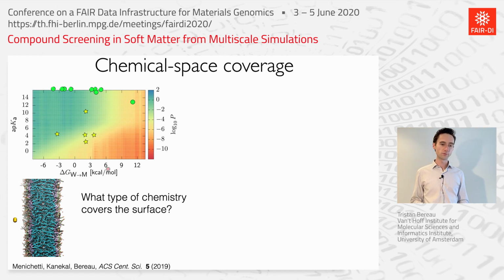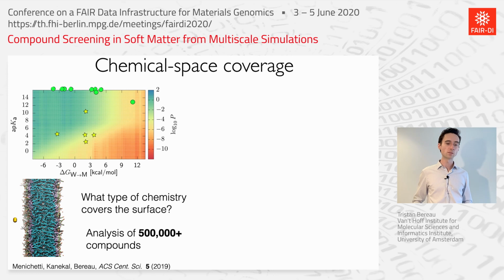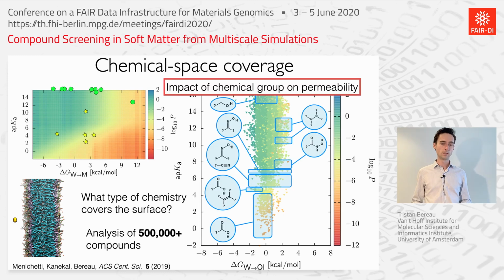This is the permeability surface that I was telling you about. It's a rather smooth surface at the coarse grain level. One thing we're interested in is to find out what type of chemistry is covered. We've analyzed about 500,000 molecules on this surface. Basically we took every single one of these compounds and placed it on this surface. That's shown here. Every point is a compound on this plot.